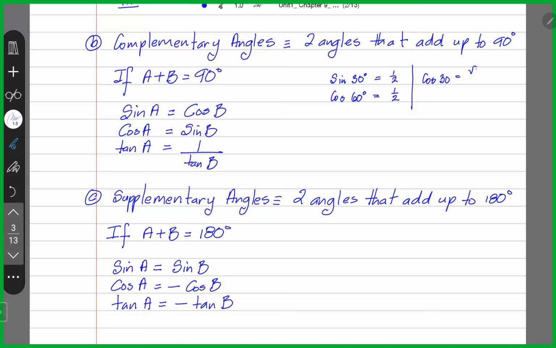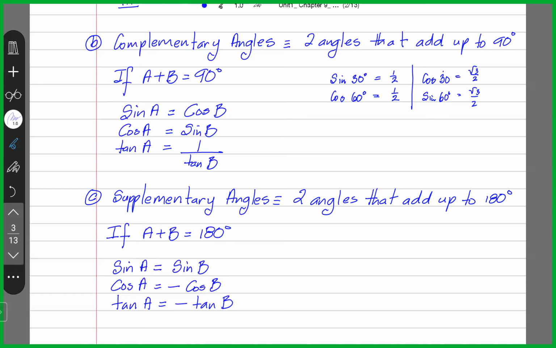which is √3/2, is equal to the sine. Sorry, not 30 degrees, 60 degrees. The cosine of 30 degrees is equal to the sine of 60 degrees, which is also √3/2. So if A plus B is equal to 90 degrees, the sine of A is equal to the cosine of B, the cosine of A is equal to the sine of B, and the tangent of A is equal to 1 over the tangent of B. This is important, but something I think you could get from your CAST diagram.